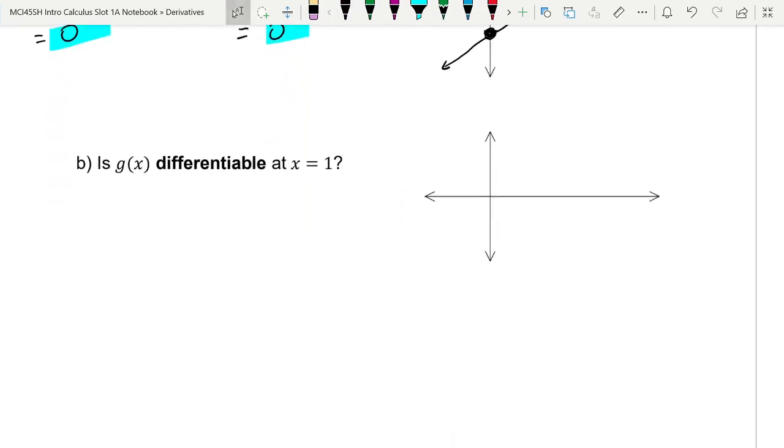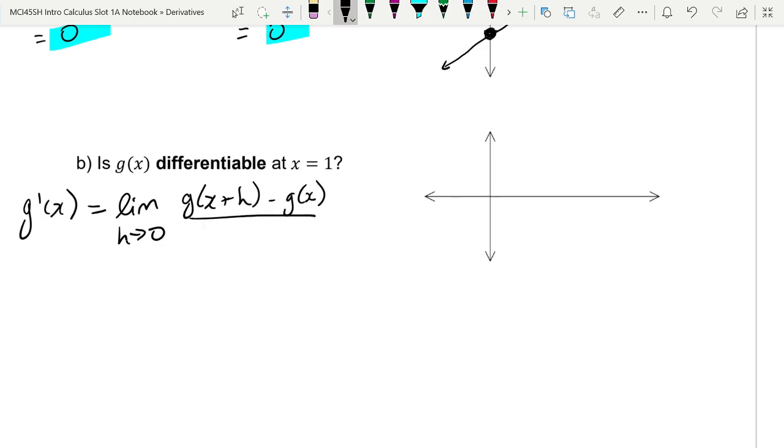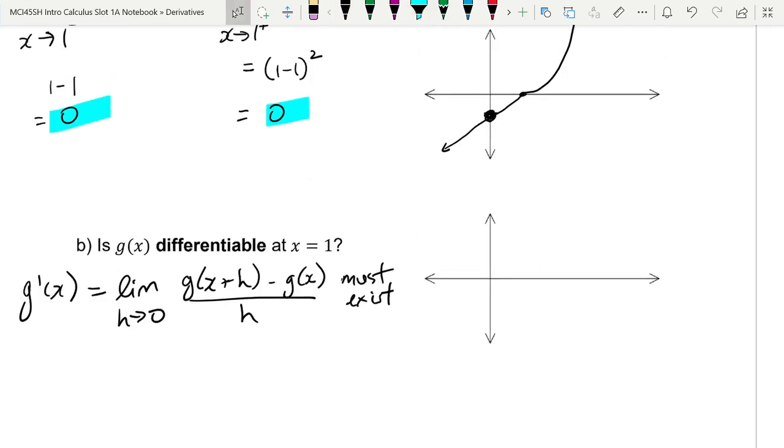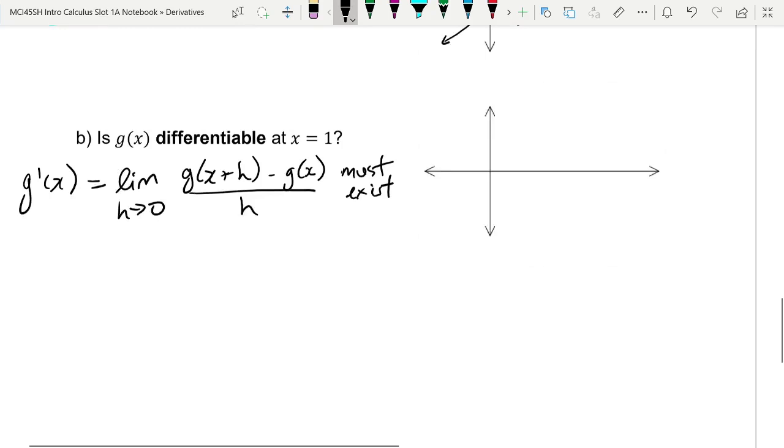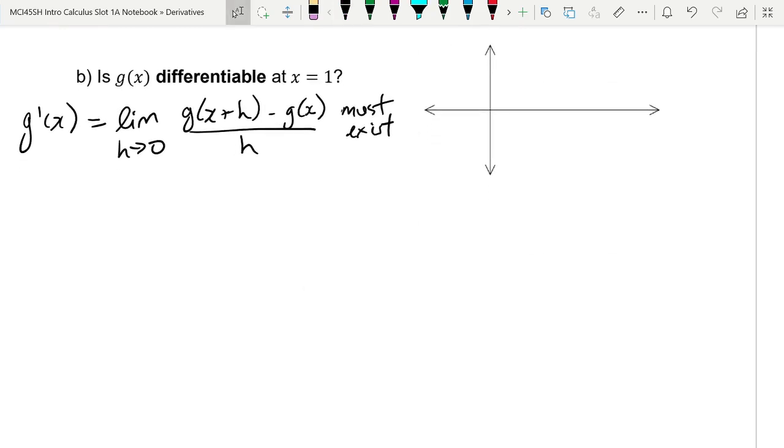Okay, so it's differentiable if g prime of x, which would be the limit as h approaches 0 of g of x plus h minus g of x all over h, must exist. So does the slope exist at this point here, when x is equal to 1? Well, let's see. Let's try from the left first.